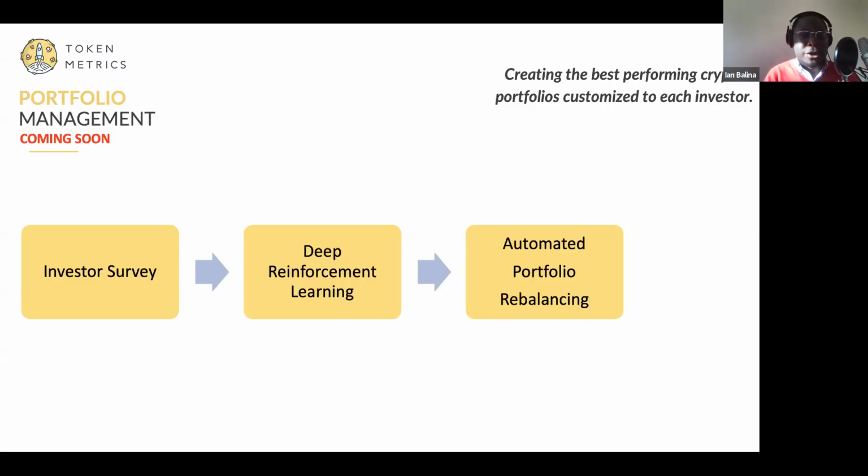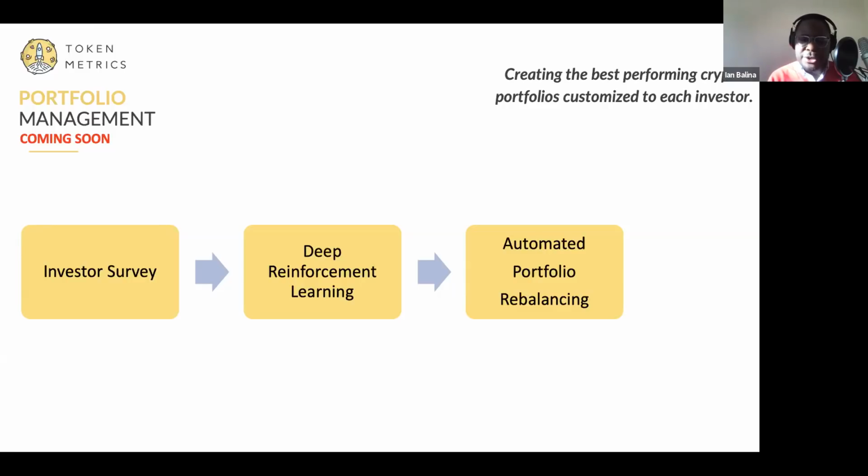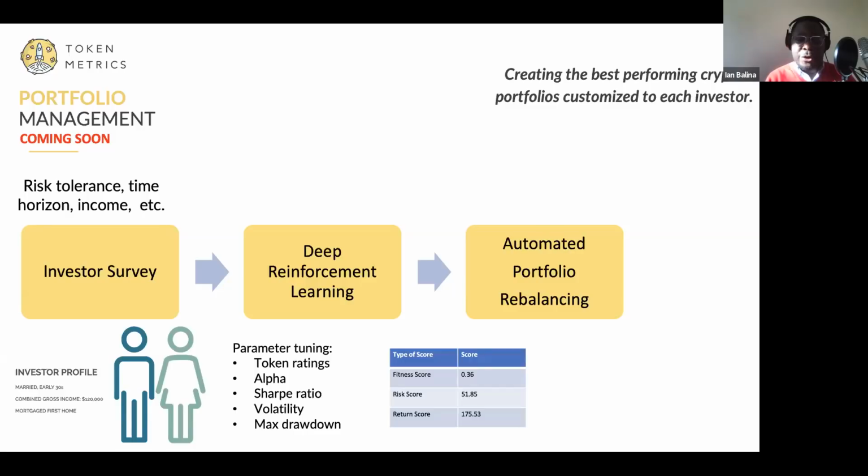So let's talk about portfolio management. This is something that we don't currently have yet, but we are looking to work towards. This is part of the vision of becoming a compliant robo-advisor, and the goal will be creating the best performing crypto portfolios customized for each investor. The way this works is we'll have you fill out an investor questionnaire where you tell us your income, your investment time horizon, your goals, and your tolerance to risk. We take these data points and tune these parameters, and we leverage data and analytics and our ratings to build the optimized portfolio for you using machine learning.